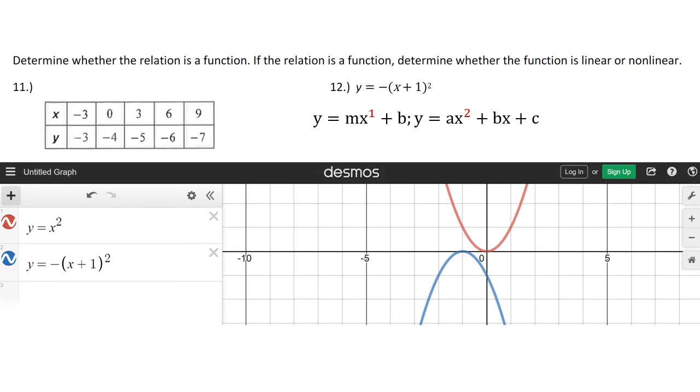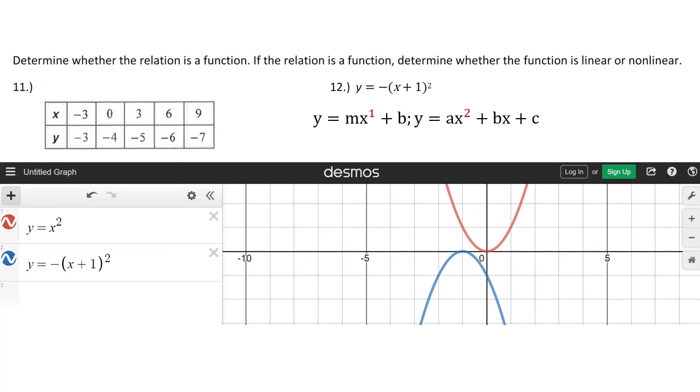If we were to graph it, you can see it's the blue parabola that's being graphed in number 12. You can check out over on the left what I typed in. This parent function, x squared, is in red. The negative is going to be a vertical flip over the x-axis, and that +1 is as though it's minus a -1. That's a shift 1 unit to the left.